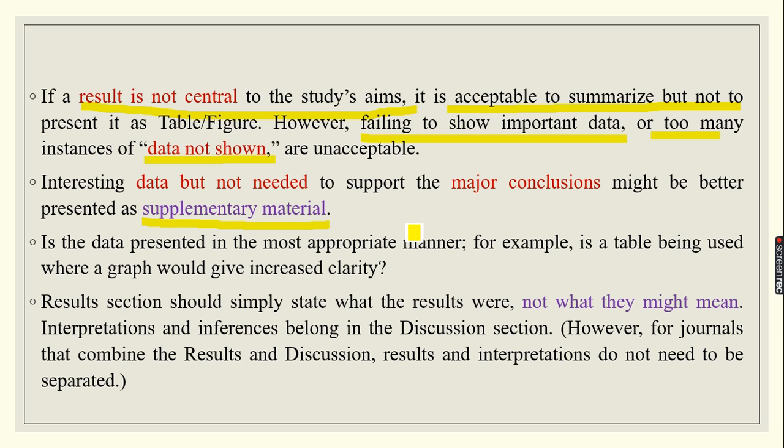And the result section should simply state what the results were, not what they mean. So if I am having separate result and discussion sections, you must be very careful that the result section should only highlight the results, the important things. Why I got the result? Is this result important? These queries need not be answered here. That can be discussed. Why this kind of result? What is your expectation? Why did you get this? These parts are for the discussion. They are not for the result part.